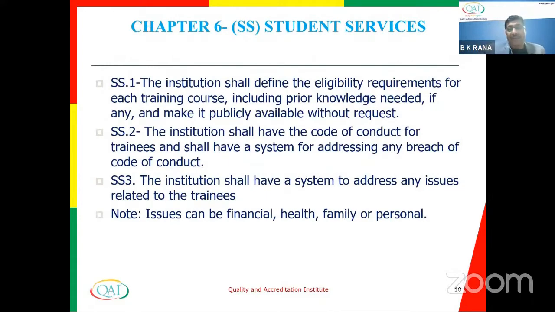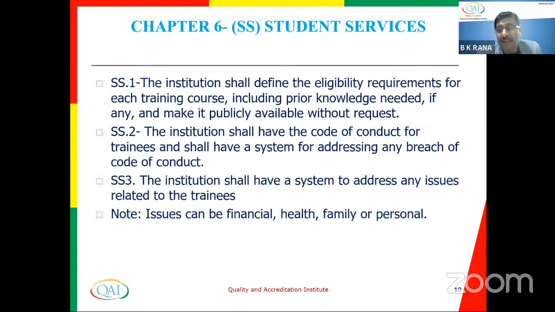Chapter 6 is about student services, what you are offering to the students who are coming to attend your training. The institution shall define the eligibility requirements for each training course. So what are the eligibility conditions? You define whatever you feel appropriate for that, including any prior knowledge required for a specific training course, and also make it available to the public without request.